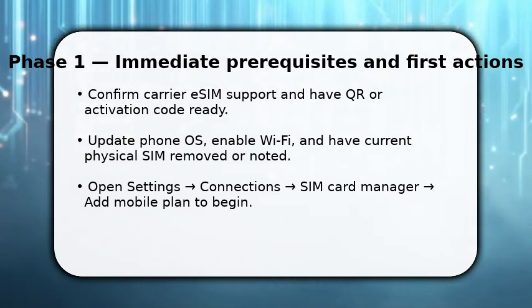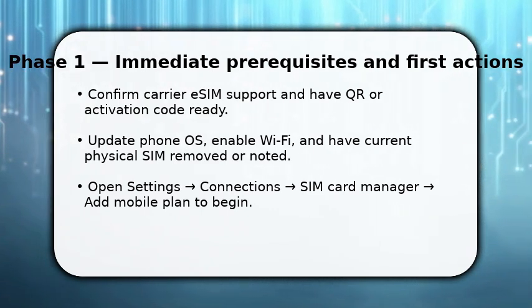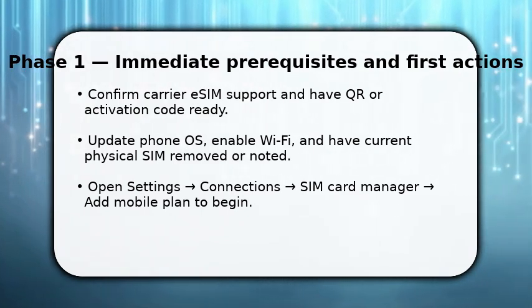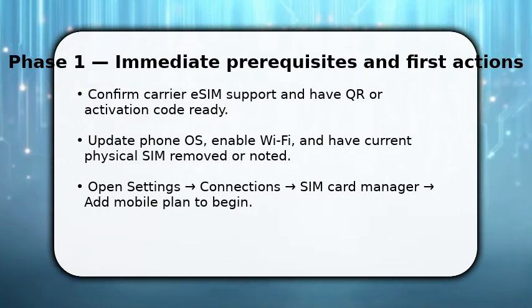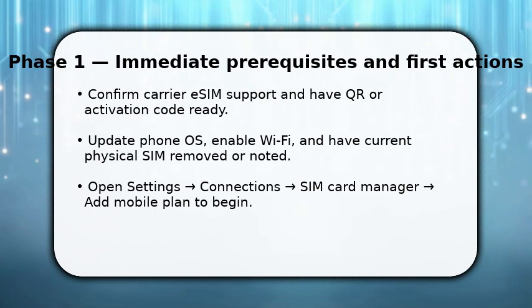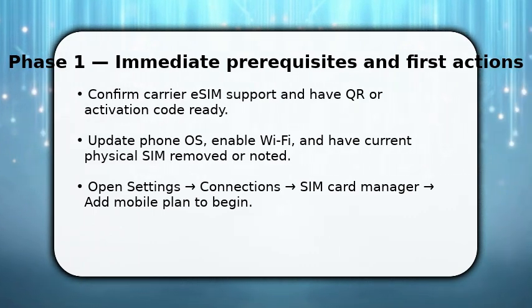Now go to Settings, then Connections and SIM Card Manager. Tap Add Mobile Plan. You do the first scan or enter details immediately because the system fetches the operator profile right away. This minimizes errors and speeds.